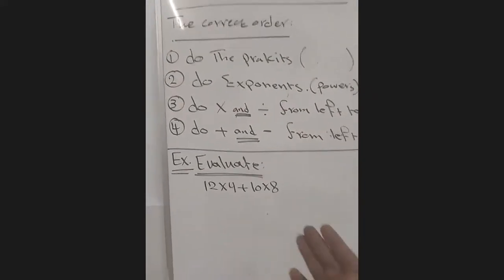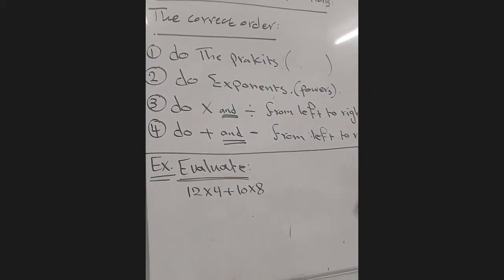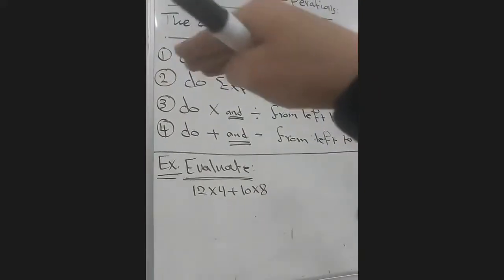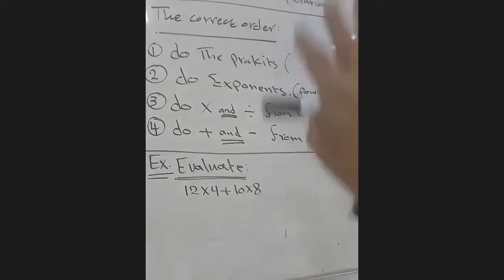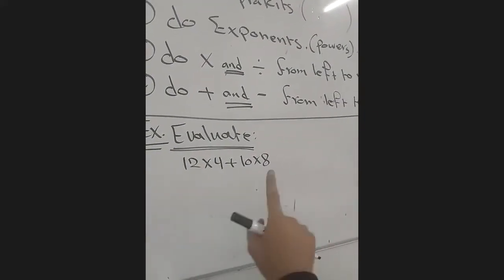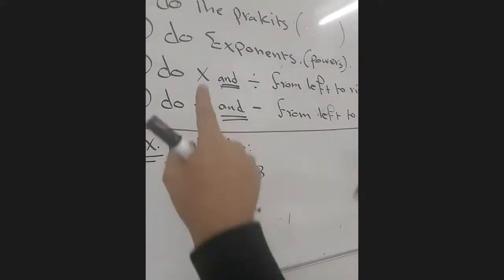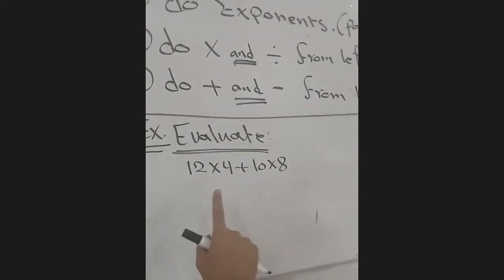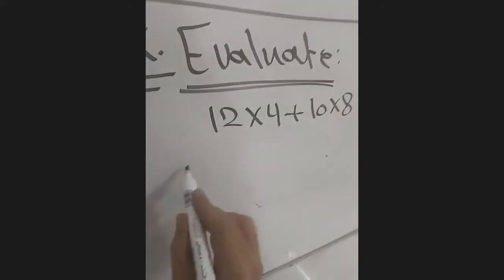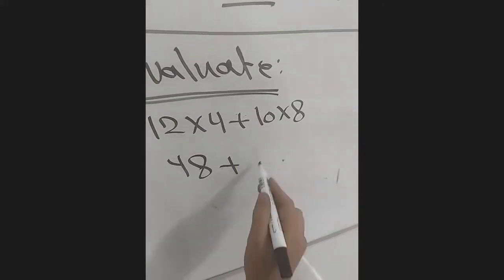Now I will ask myself, starting from the first step. Do we have brackets? No, we don't have brackets. Do we have exponents here? No. So the first step and the second step, you skip them. The third one, do we have multiply and divide? Yes, I have multiply. Do we have divide here? No, I have only multiply. So let's do the multiplication from left to right. First we multiply 12 multiply 4, it is 48. Plus 10 multiply 8, it is 80.